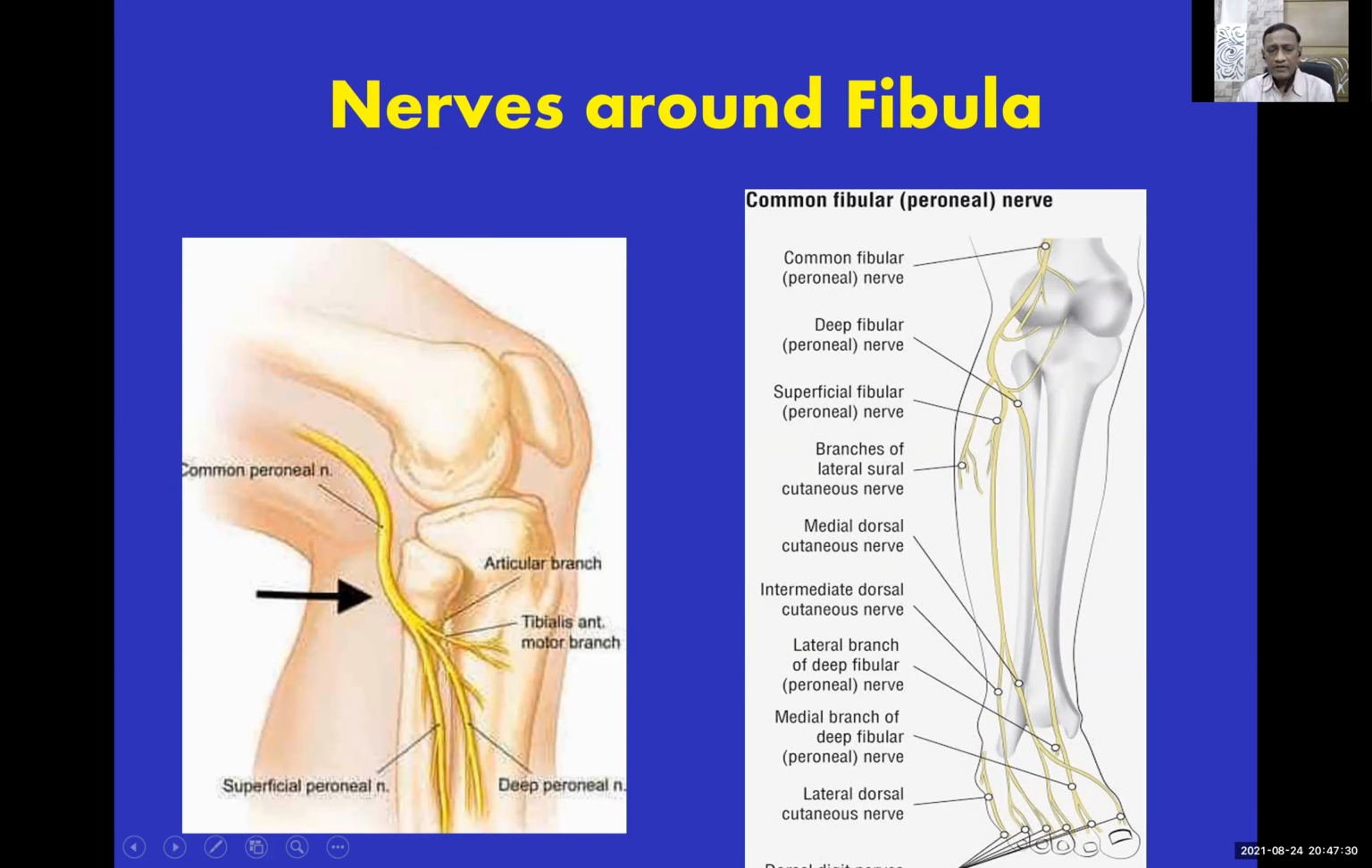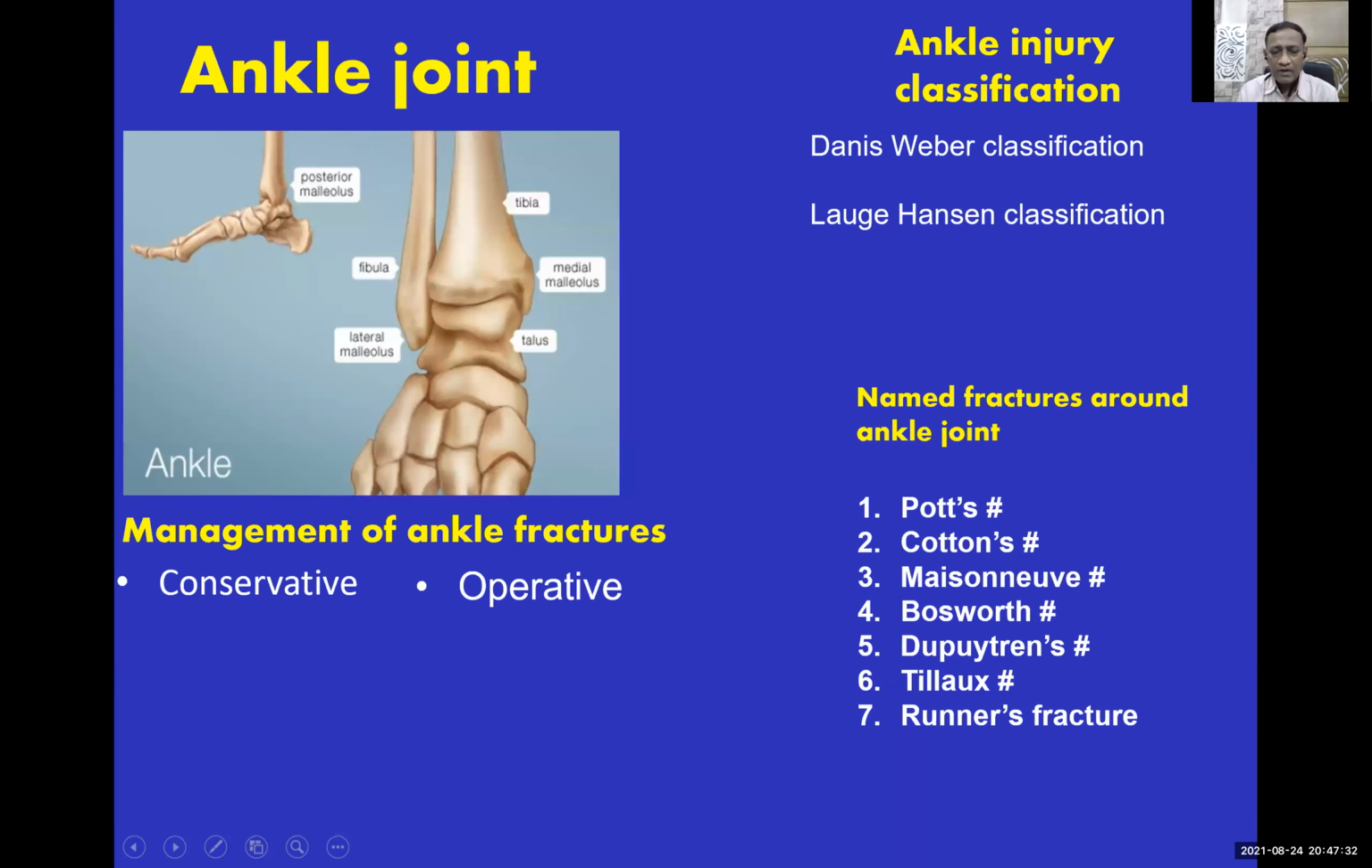Then ankle joint, the commonest question would be asked on the ankle fracture, and the examiner is old-fashioned. He may ask you about the Lauge-Hansen classification, and this is another classification which is currently used, the Weber classification. The examiner may ask you to name fractures around the ankle. So these are the 7 fractures: Pott's fracture, Cotton's fracture. I will show the picture in the next slide.